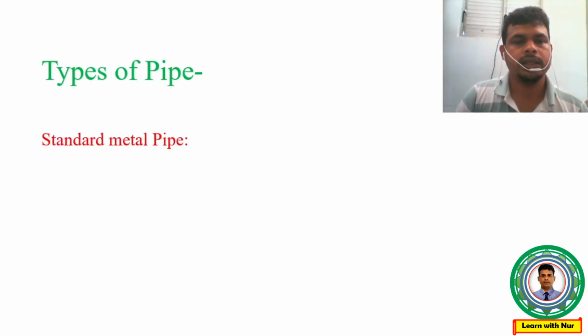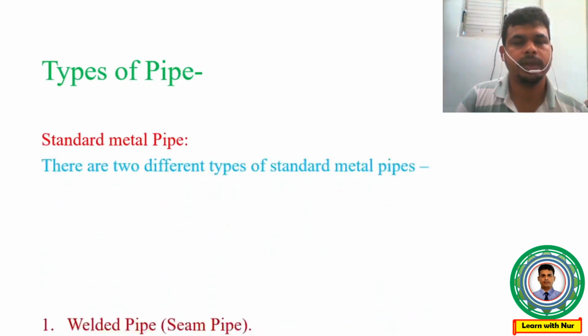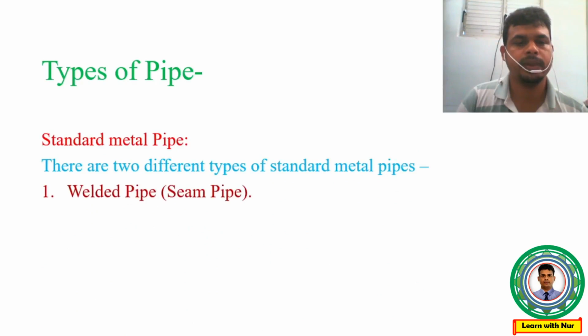Then standard metal pipe. If you see the standard metal pipe, then we see that there are two different types of standard metal pipe. One is welded pipe, seam pipe, and one is seamless pipe.